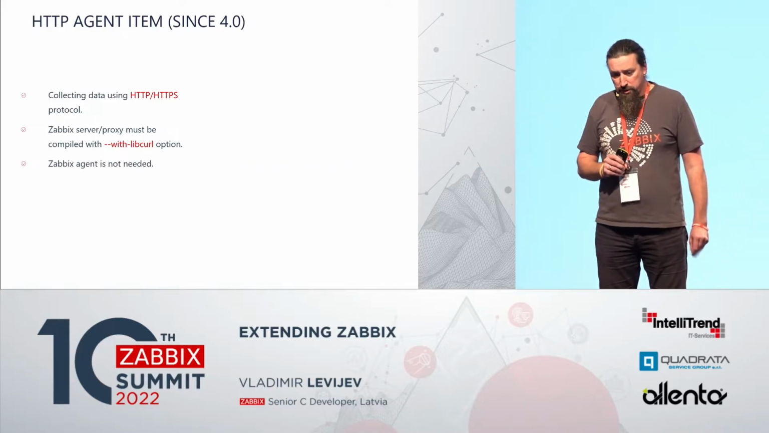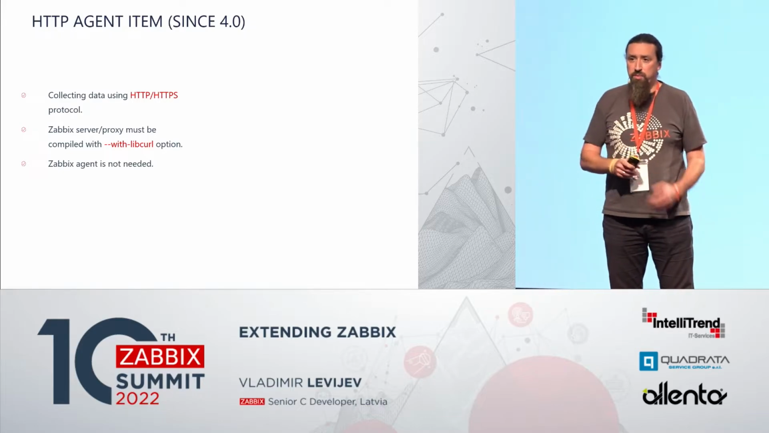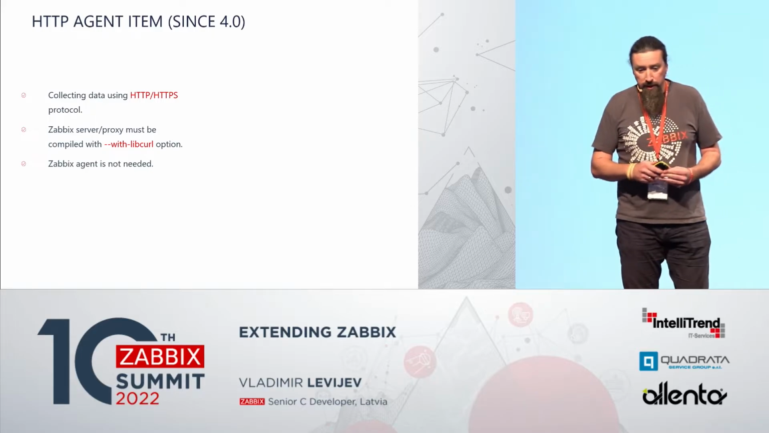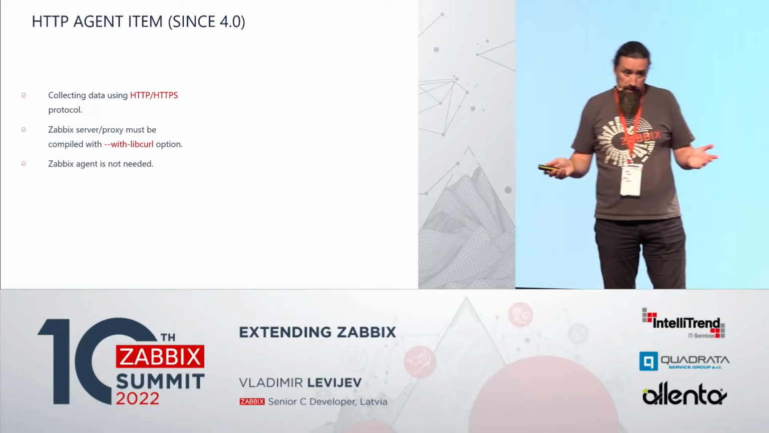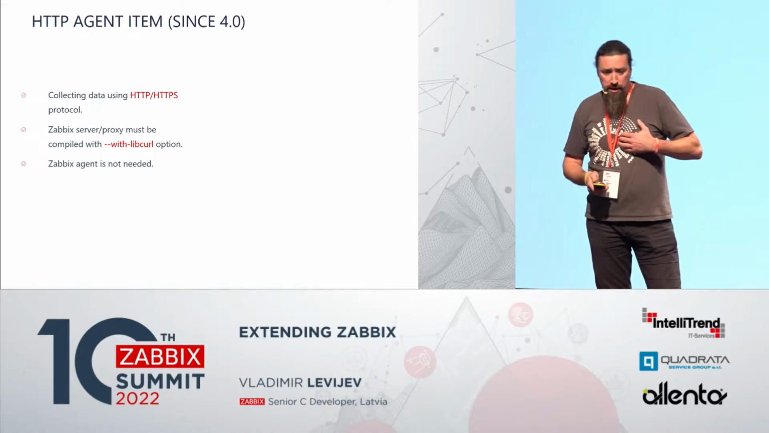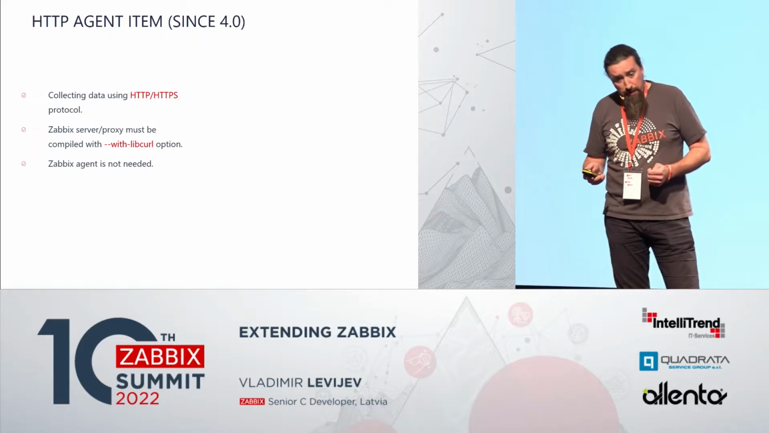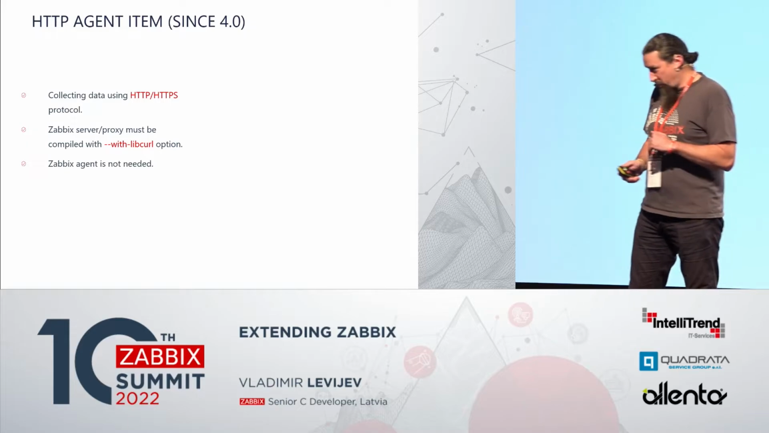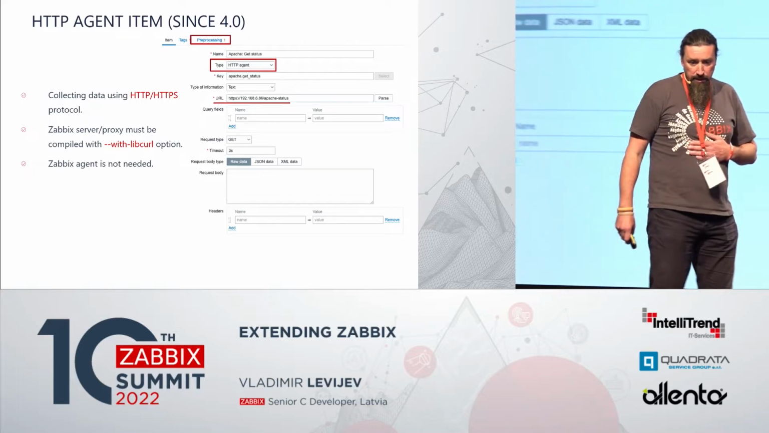In 4.0, the Zabbix HTTP agent item type appeared, and that allowed a lot of additional monitoring using the HTTP protocol, and monitoring of the instances that have an HTTP endpoint. In order to use that, the server or proxy must be compiled with libcurl support. An agent is not needed for that. Don't worry about libcurl if you use our packages, it's already there. It looks something like that.